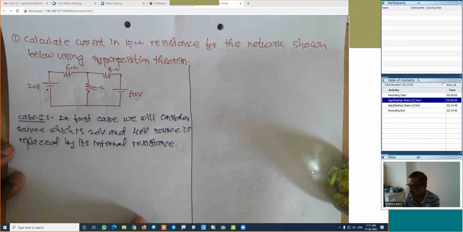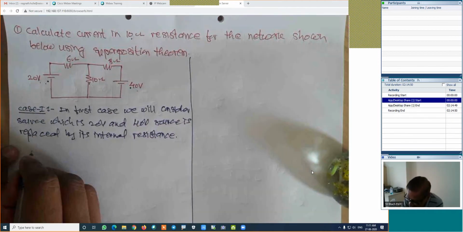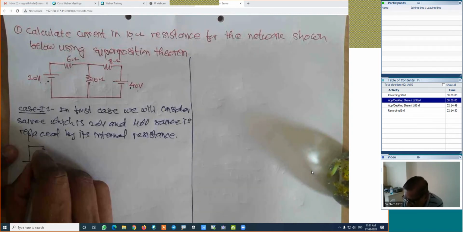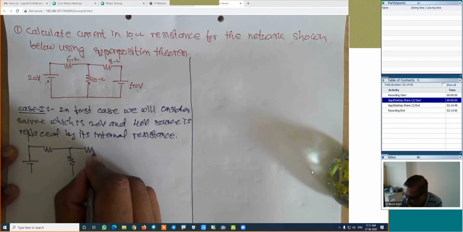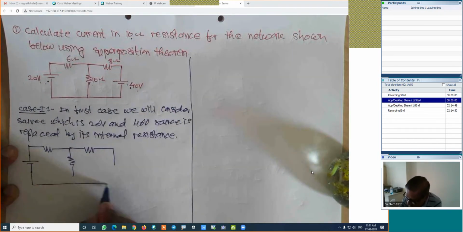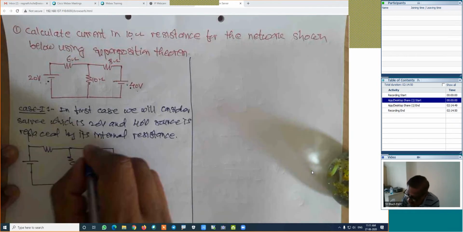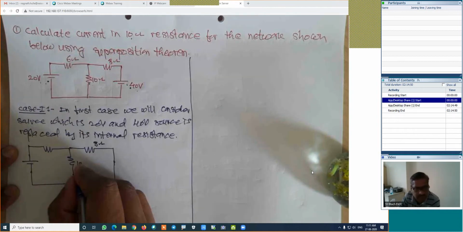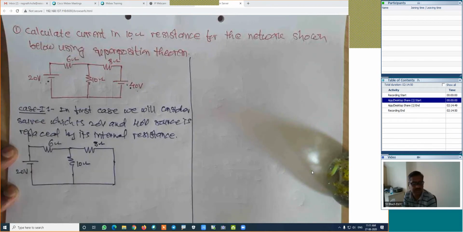Then first draw the figure for case 1. How is the figure for the first case? I will draw its figure. Its figure will be something like this. The same figure, only this source will be replaced by its internal resistance. That's it. Is it right? It is 8 ohm, this is 10 ohm, and this is 6 ohm. And the applied voltage is 20 volt. This is the figure for case 1.